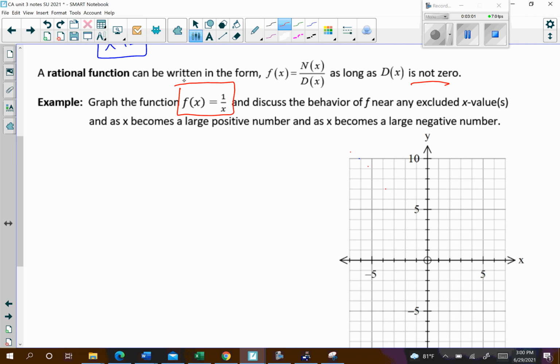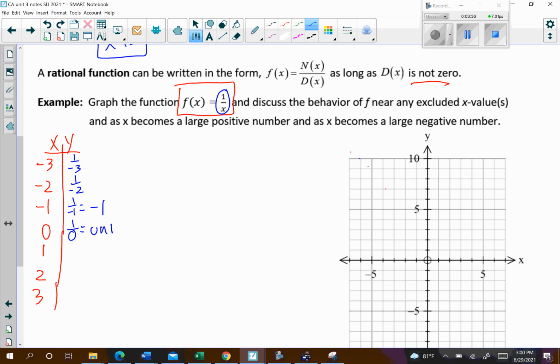Well, typically if you're going to graph something, we just make a table. So I'm going to start making a table, like I would with any function. I'd maybe do like -3, -2, -1, 0, 1, 2, 3. I'm just going to be pretty generic, and I'm going to plug that in here. So I'm going to get 1 over -3, 1 over -2, 1 over -1, which would simplify to -1, and then 1 over 0. Uh-oh, that's going to be undefined. Okay, so that's my restricted value.